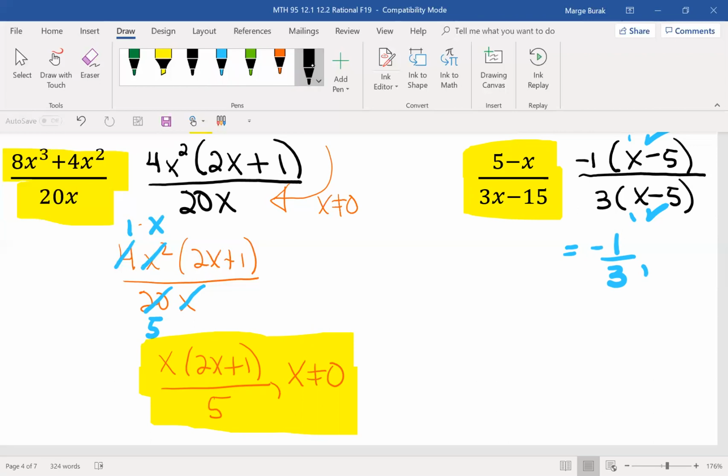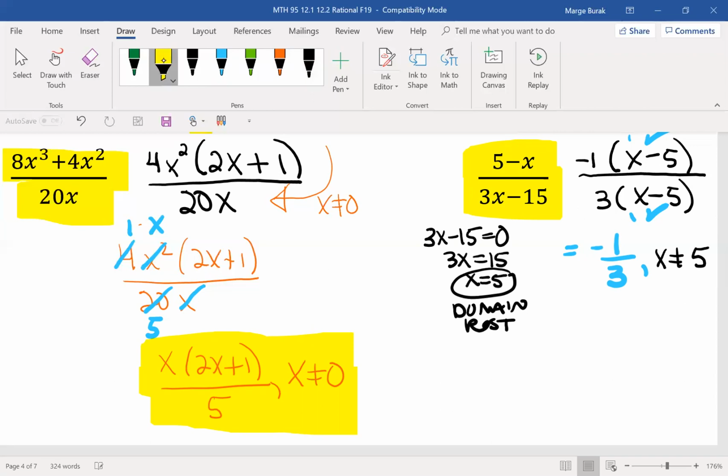Is there a domain restriction? Yeah, let's take our denominator and see what makes it 0. 3x equals 15, x equals 5. Okay, so 5 is a domain restriction. And since it was a domain restriction at the beginning, it's still a domain restriction. And that is part of my answer. Okay.